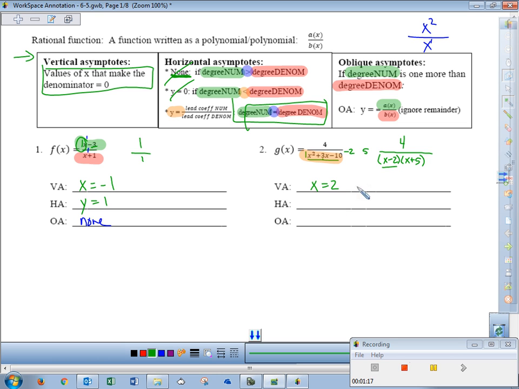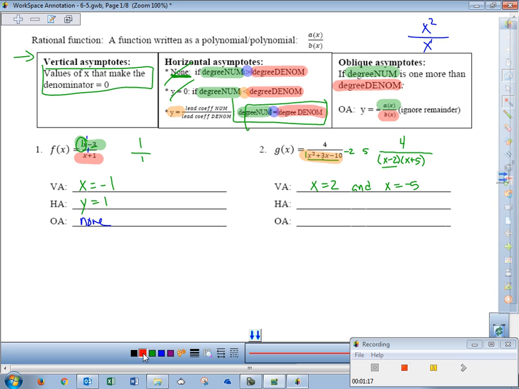And shouldn't there be one more vertical asymptote? Where is the other vertical asymptote at? Don't just say negative 5. You have to write the equation, x equals negative 5. Does that make sense to you how I figured those out? I used factoring, which I know you love, but it's better than doing the quadratic formula. It's faster, faster, faster.